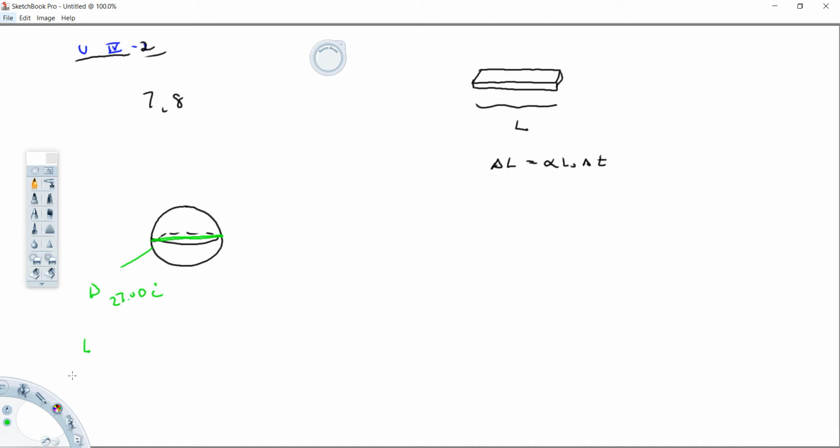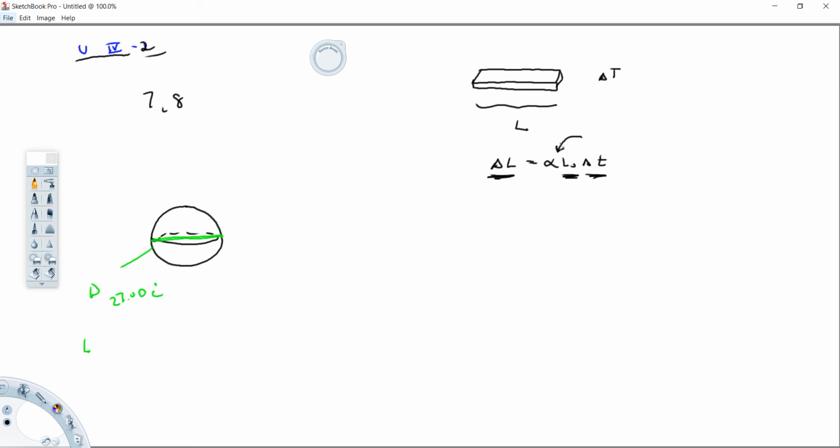So even though this is actually a three-dimensional object, we can treat the diameter basically like a one-dimensional problem. And just a little reminder, I did this over on the right. When we have some sort of object of length L, and we heat it until it has a temperature change delta T, then the change in length is directly proportional to the original length and the temperature change. And again, this number right here is called the coefficient of linear expansion.